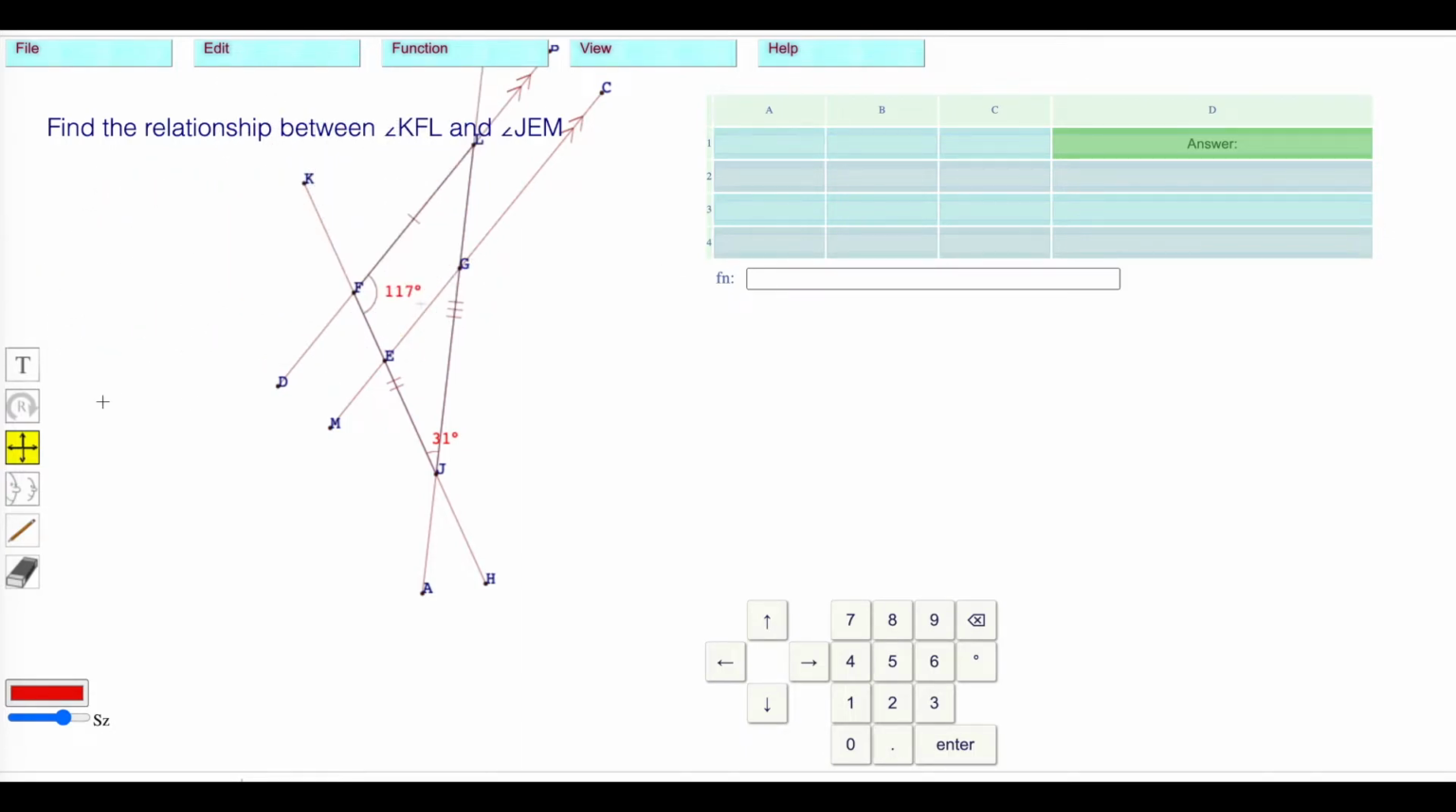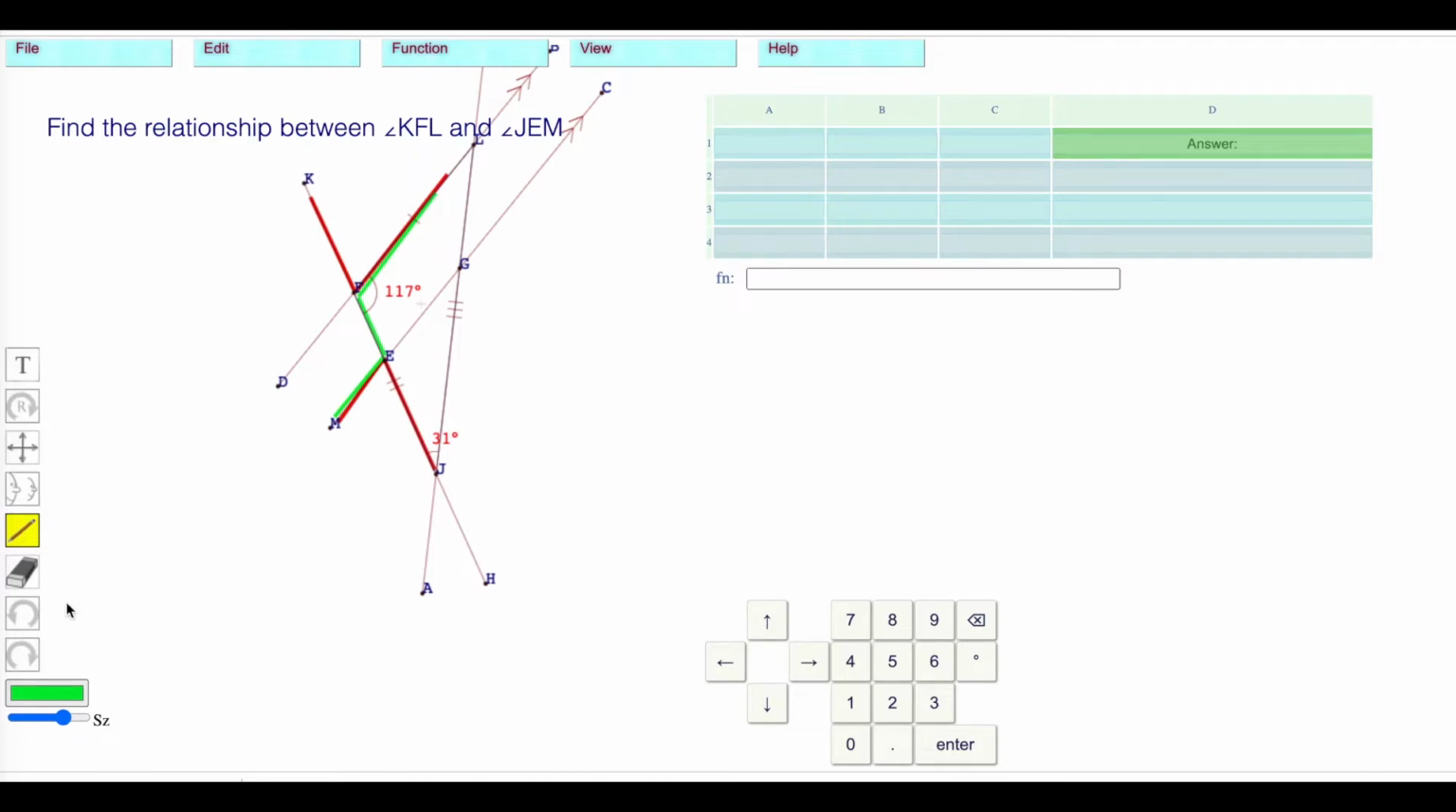Let's do one more quick one. We want to find KFL, K to F to L, and JEM, J to E to M. Notice this forms a Z pattern. My Z pattern looks something like this, from here to here. It's alternate interior or alternate exterior.